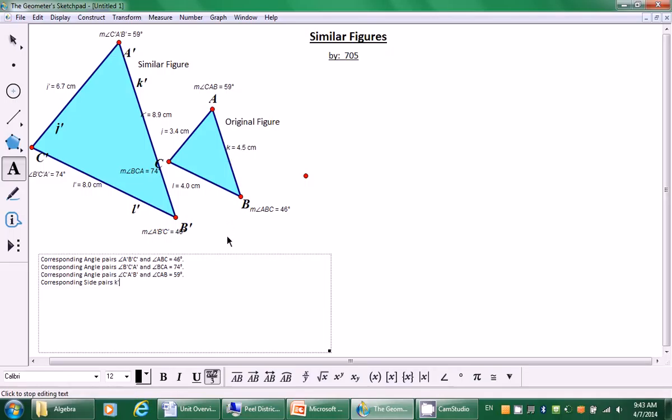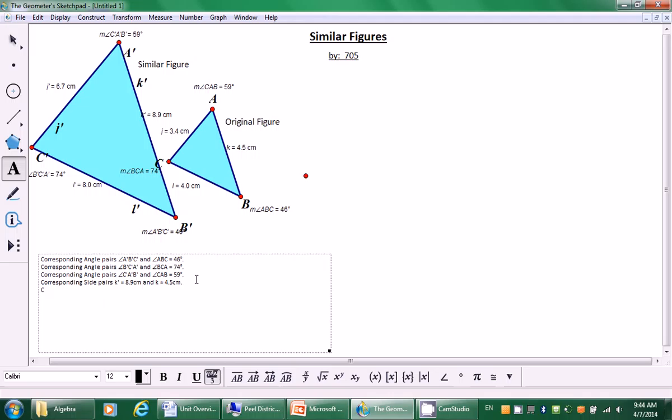So K prime equals, in my case, 8.9 centimeters, and side K equals 4.5 centimeters. So these are corresponding sides. They are the same side in that position of the triangle. Okay? And the whole point is that they're not congruent. They are not equal. Okay?